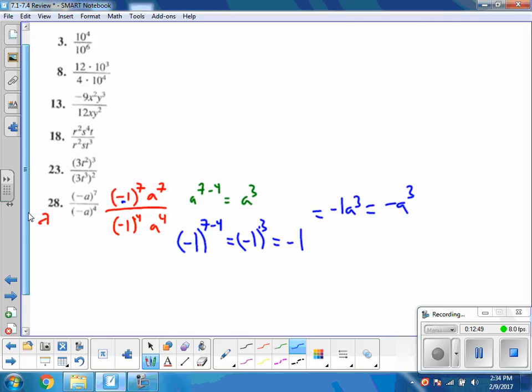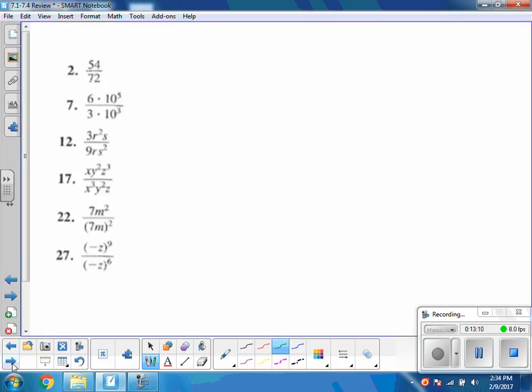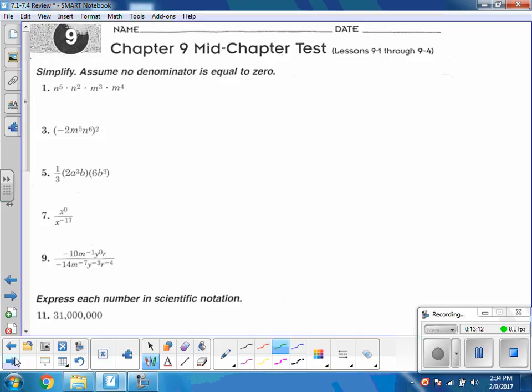Now, if you were a smart cookie, you could have seen right away that these are negative. So you could say negative a, the whole thing, 7 minus 4. I wish I saw that because that would have been so much faster. So negative a to the 3rd, so much faster. Let me see if there's any more I want to talk about. Let's look through some of these.